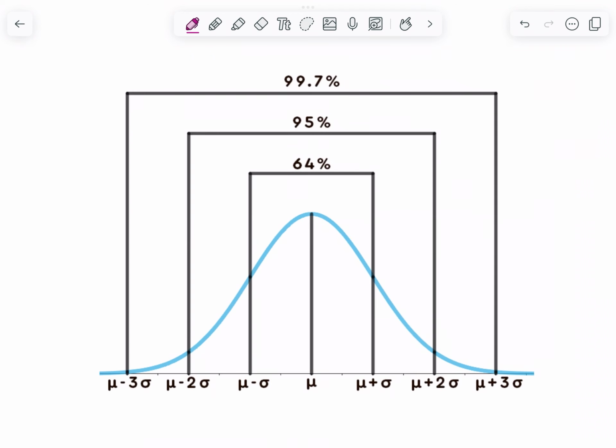This diagram shows this idea of the empirical rule. We can see that on the x-axis we have mu at the center, that's the mean. We add standard deviations moving to the right and subtract them moving to the left. Between mu minus sigma and mu plus sigma, that's 68%. If I go up and down by 2 standard deviations, that's 95%, and up and down by 3 standard deviations is 99.7%.